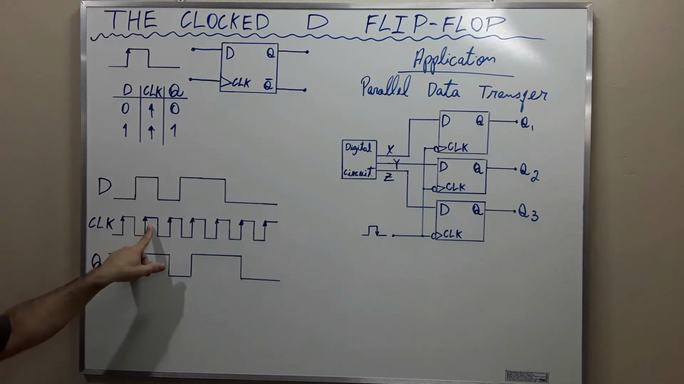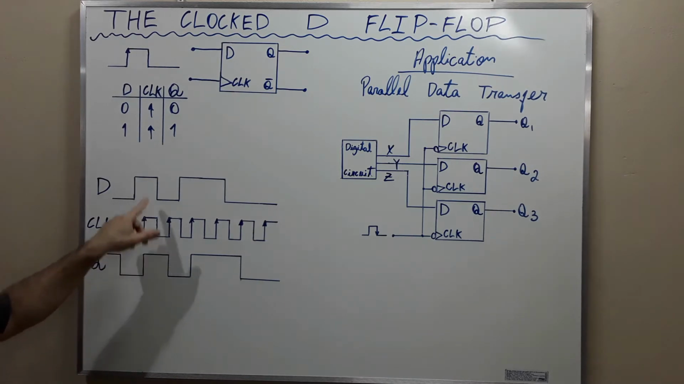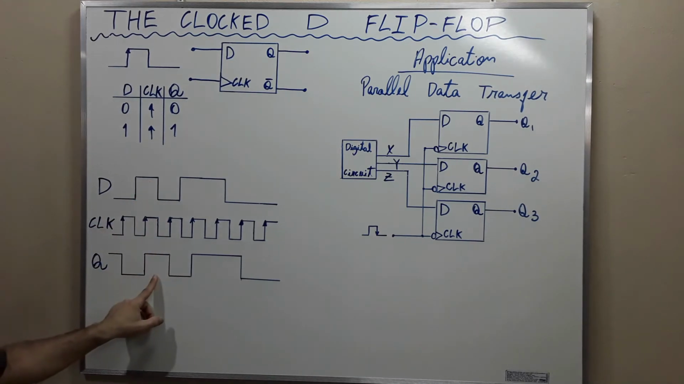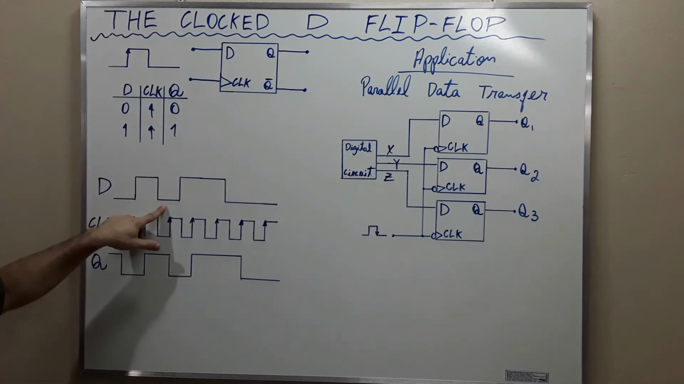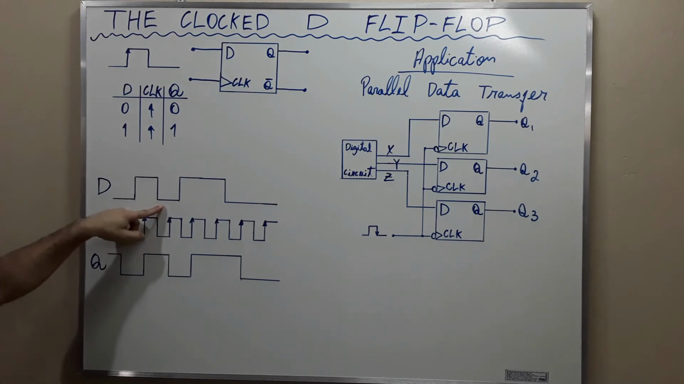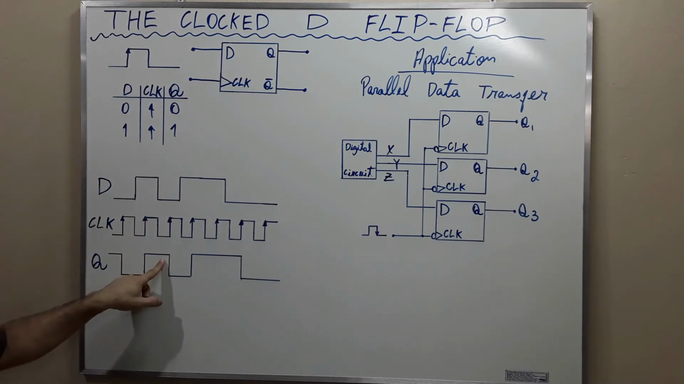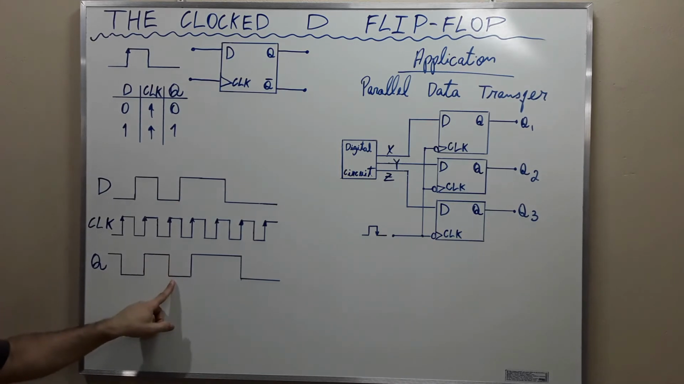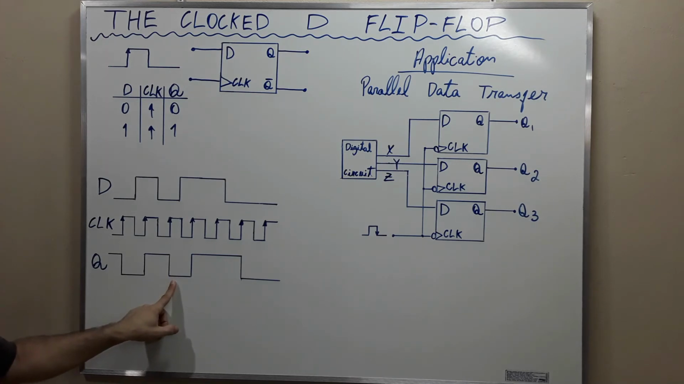Observe that at this positive going transition of the clock, D is 1 and Q is going to display the logical level of D, but only when the positive going transition of the clock occurs. Observe here that D is 0 and Q is 1. Q is going to assume the logical level of D only at the occurrence of the positive going transition of the clock. And from this point, Q becomes 0, too.